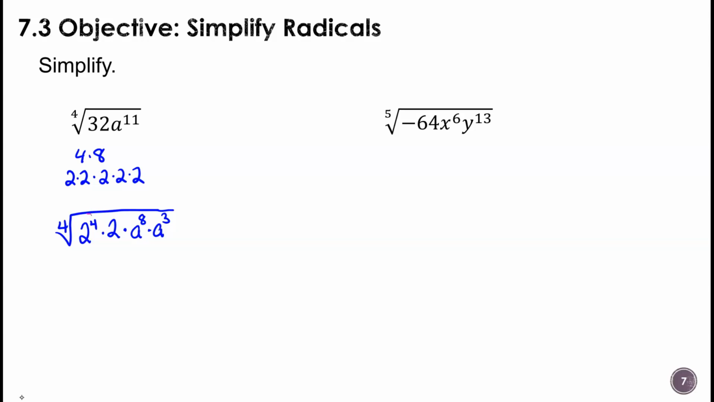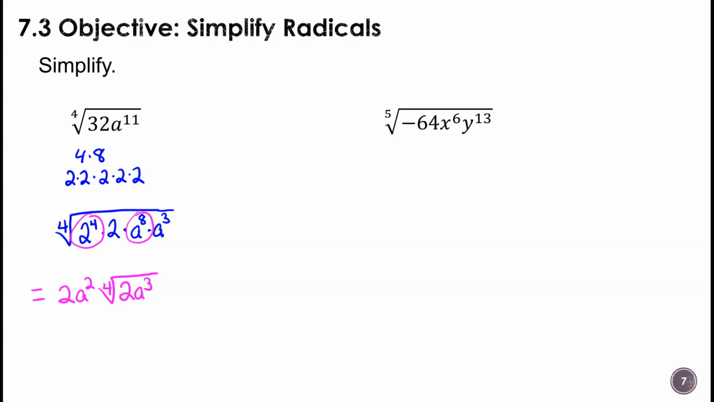So I'm able to take the root, and 2 to the 4th would be 2. A to the 8th would be a squared, right? Because I'm going to take 4 into 8, which gives me 2. And then the 4th root of 2a to the 3rd. All right, so negative 64. Negatives are okay when my index is odd because that's still a real number.